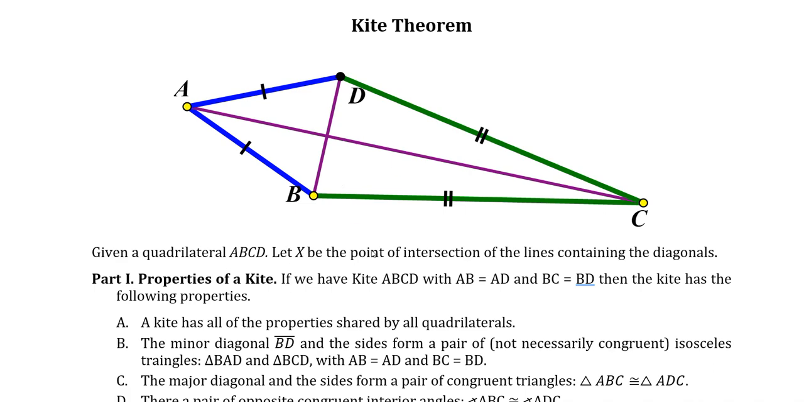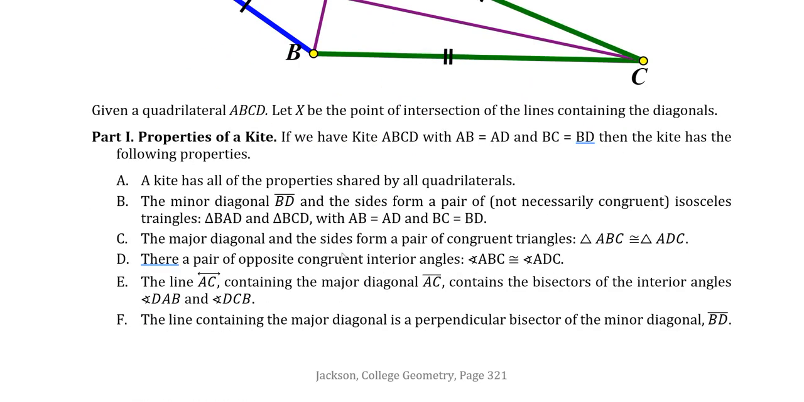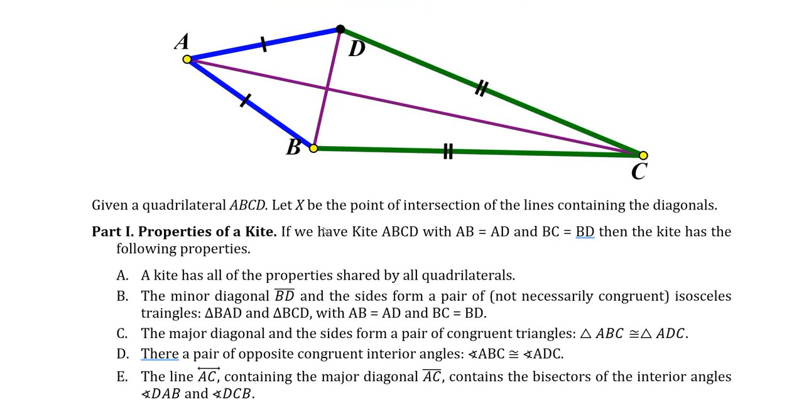Okay, so if it is a kite, we found that it has these properties. First of all, it has the property shared by all quadrilaterals because it's a quadrilateral, four sides, four vertices. In Euclidean geometry, the sum of the interior angles adds up to 2 pi radians or 360 degrees, and so forth. The minor diagonal, which is the one here, DB, is going to make two isosceles triangles, ADB and DCB. Those are not necessarily congruent.